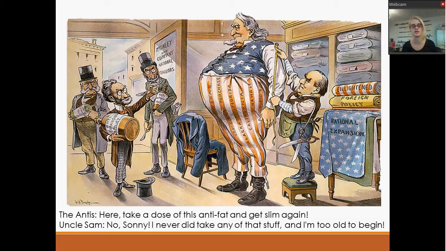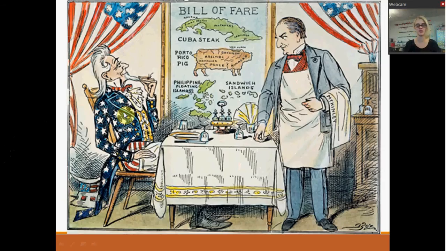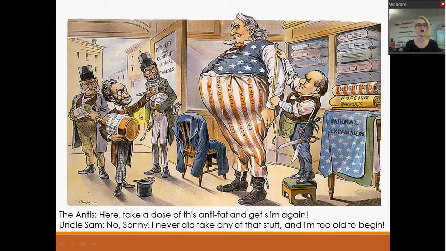This one is a political cartoon that's against William McKinley's views. You can see these guys in the corner over here, it says these are the antis, which means they're anti-imperialist. On the door it says McKinley and Company National Tailors, and they're trying to feed Uncle Sam some anti-expansionist policy. And why? Because it's anti-fat. He's saying, oh, here, take a dose of this anti-fat and get slim again.